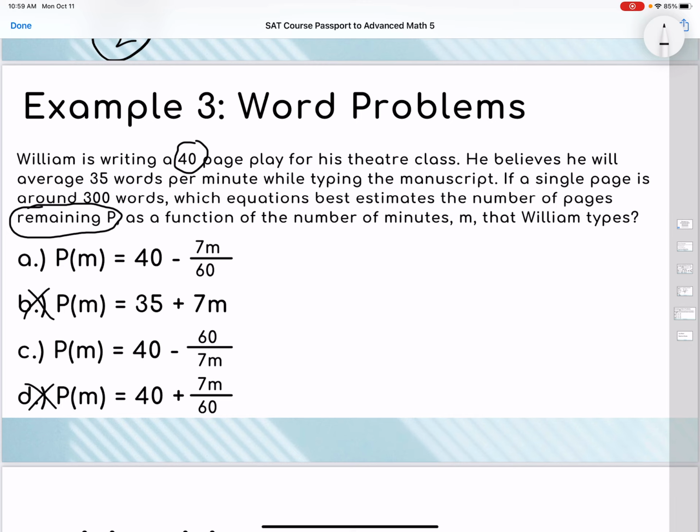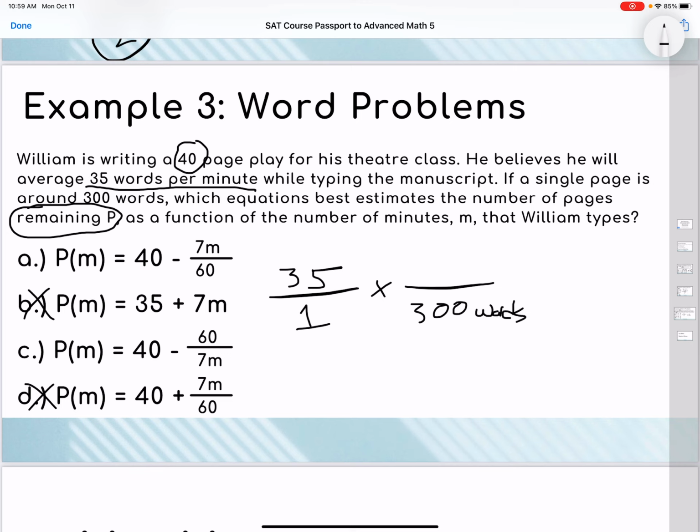All right, so from here, we have to ask ourselves, how do we figure out how much he's actually doing? So let's ask ourselves first, what rate is he completing this at? Well, we're provided that he's working at an average of 35 words per minute. 35 words per 1 minute, like that, right? From there, we see how many words are on each page. We find that there are 300 words.